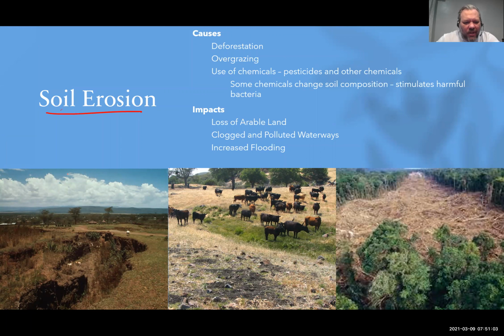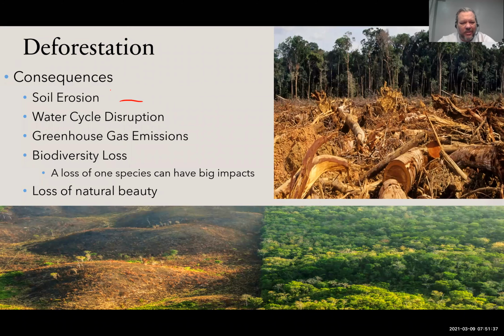Okay, soil erosion. So here's an example down here of soil erosion, and it makes it to where you can't grow crops. And the causes of soil erosion, those three: deforestation, clear cuttings, that would be something like this. Overgrazing, you're not taking care of a pasture, you're letting it be eaten completely up. And then use of chemicals. So all those things can affect soil erosion. And then when that happens, you have this loss of arable land. So fewer crops, clogged and polluted waterways, increased flooding. So this can be a significant problem. All right. Deforestation, we've talked about this a fair amount.